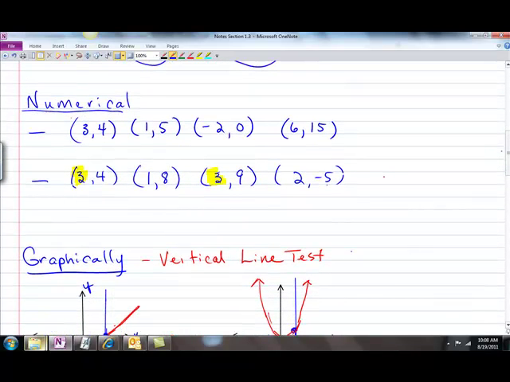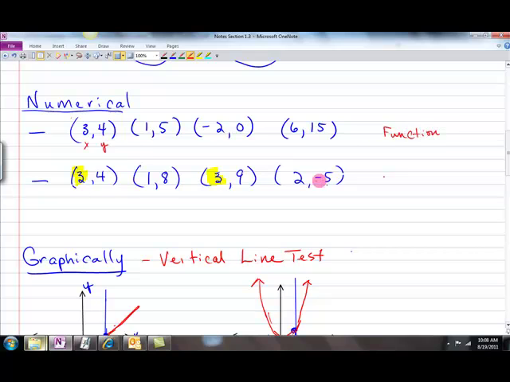Now let's look at it numerically. You're used to seeing ordered pairs, and that's what we've got here. And if you look at this, remembering that these are your x's and these are your y's. X's are the first ones. Is this a function? Every x seems to have a different y, so yes, this would be a function.